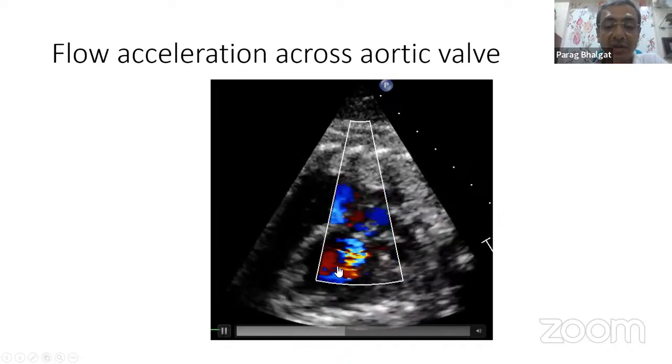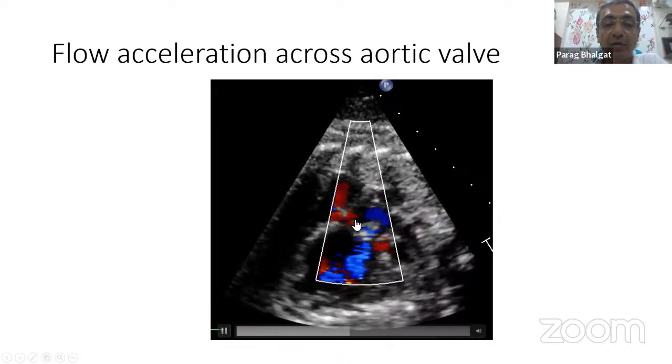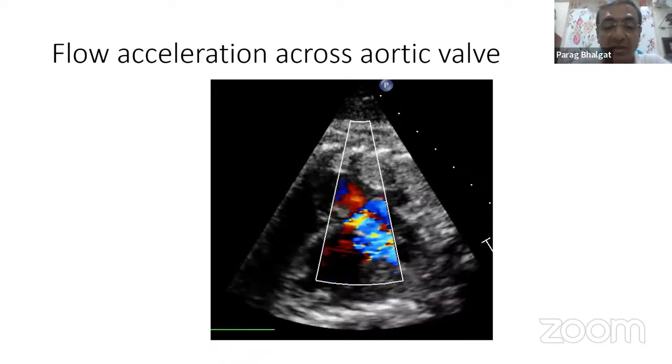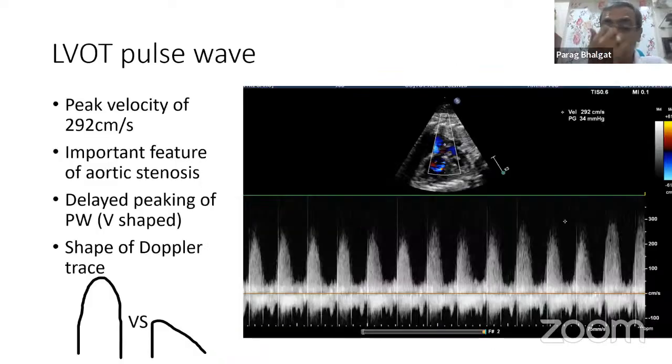Now look at this patient. This is the left ventricle, and we can appreciate the flow gradient. This is not taken by the C5 probe. This is taken by the S5 probe. We'll understand the sector probe. And look at this Doppler.